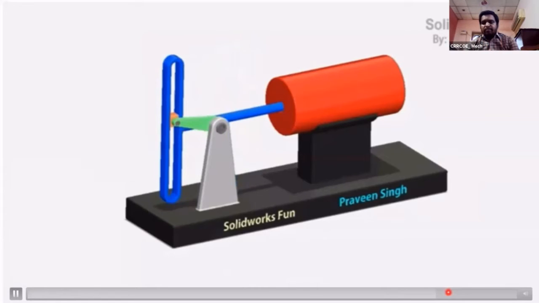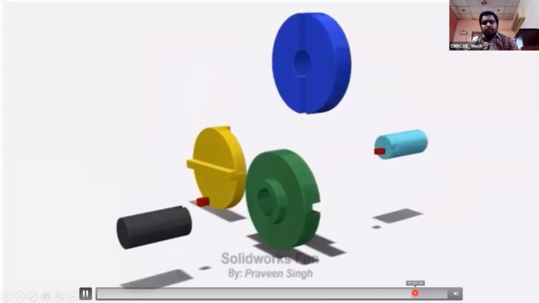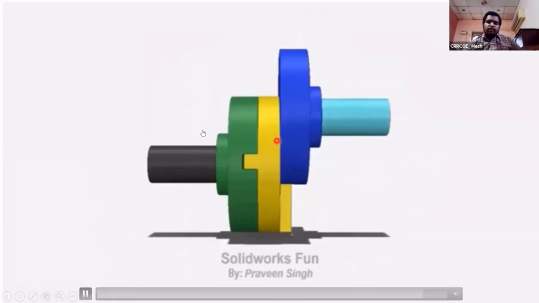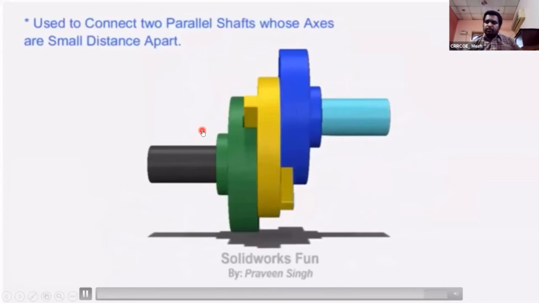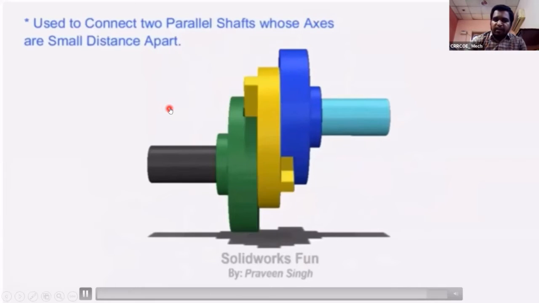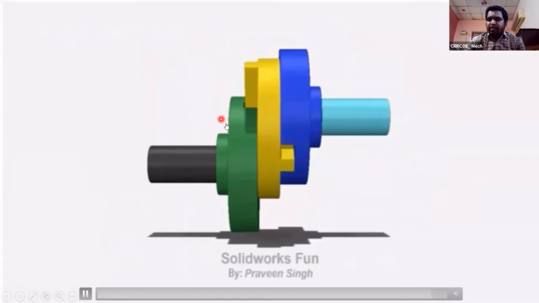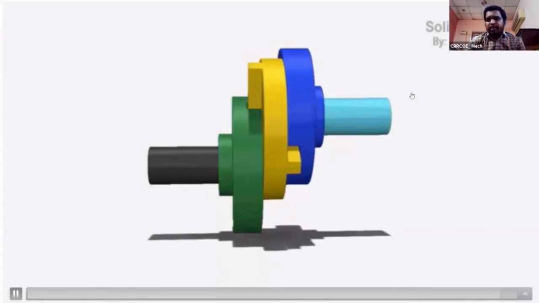And the last one is Oldham coupling. This coupling is used for connecting two shafts which are not in a line. The shafts which are in an eccentric manner, which have some offset distance between them, are connected by using Oldham coupling. Here also we have the double slider mechanism. This is the inversion of the double slider mechanism.